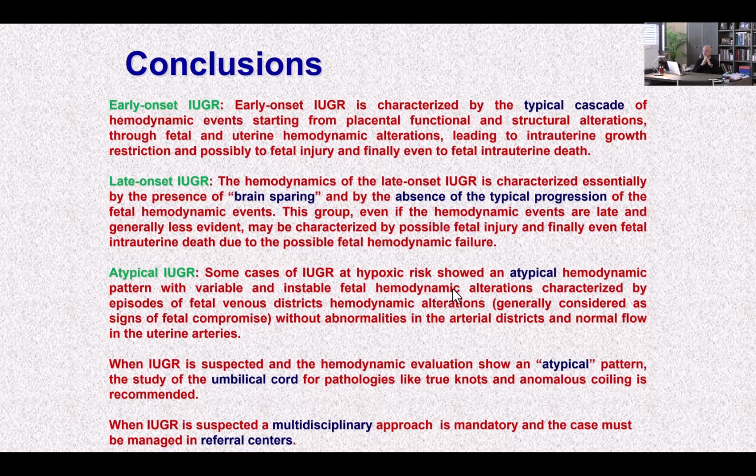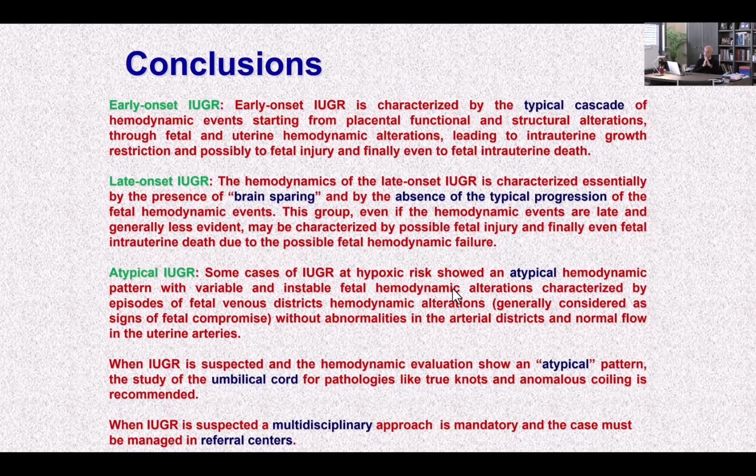We may have another possible scenario that I call the atypical IUGR, which is characterized by atypical hemodynamic pattern with variable and unstable fetal hemodynamic alteration characterized by episodes of fetal venous districts hemodynamic alteration, venous districts that generally are considered as sign of fetal compromise, without abnormalities in the arterial district and normal flow in the uterine artery, so normal placental perfusion.